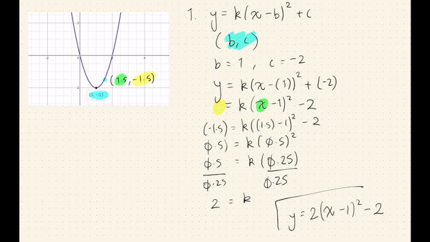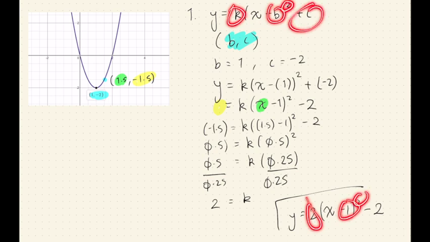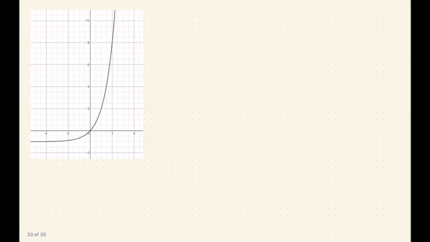Use the algebra to double check your thinking. Last thing I do is I check: have I got a k? Yeah, I've got 2. Have I got this? Yeah, I've got that. Have I got my squared? I've got my squared, and have I got something for c? Perfect. The answer looks right. All right, moving on to the exponential form.